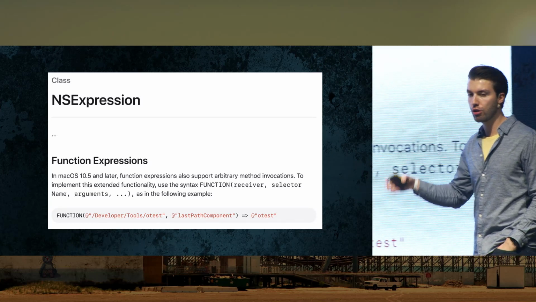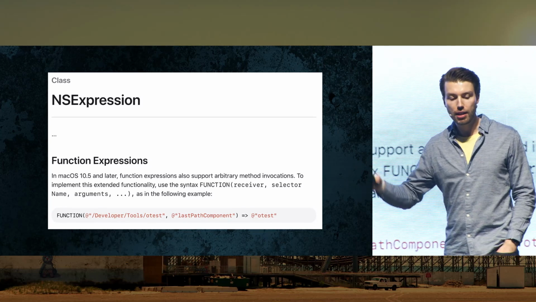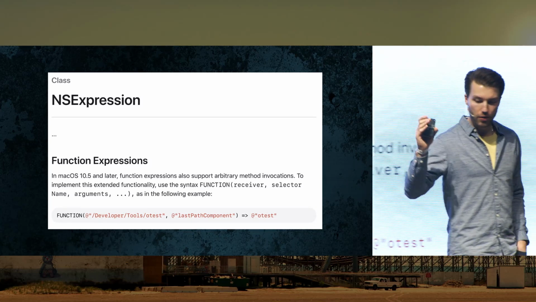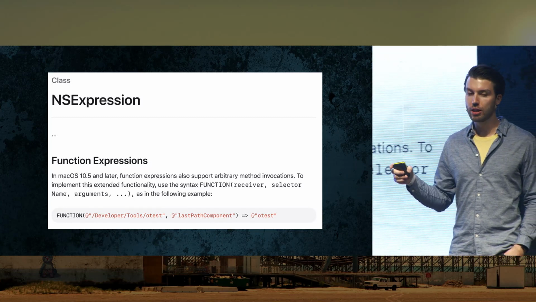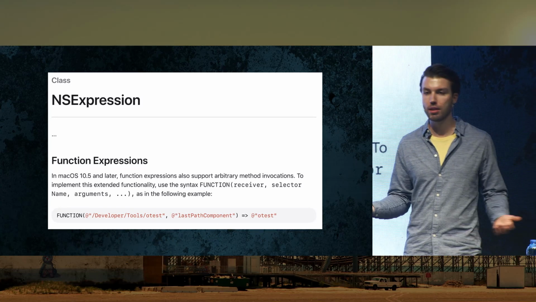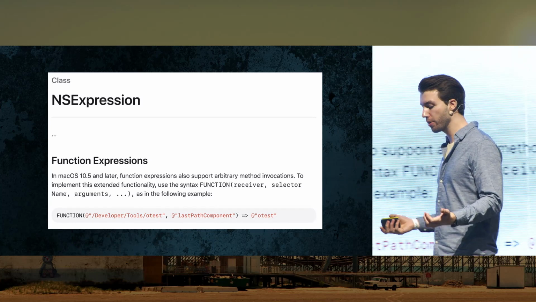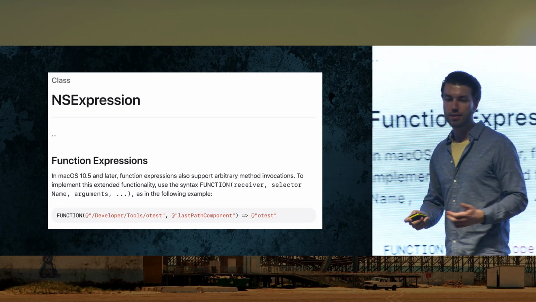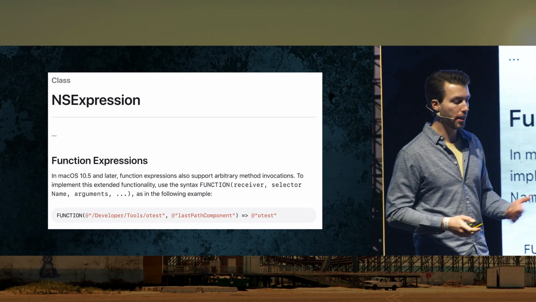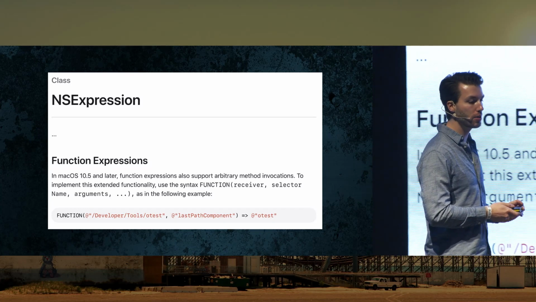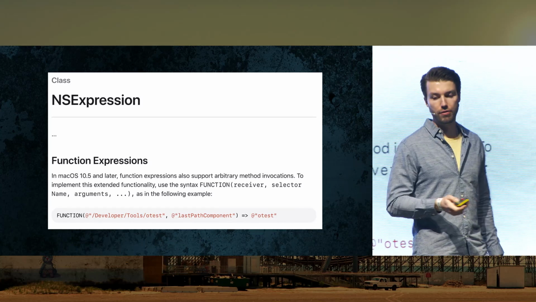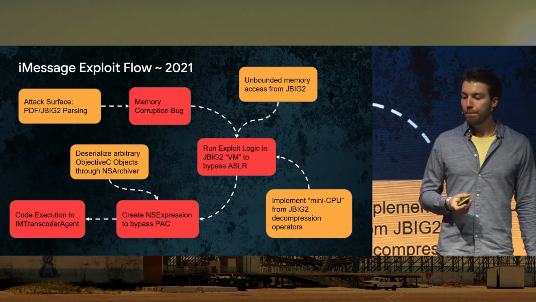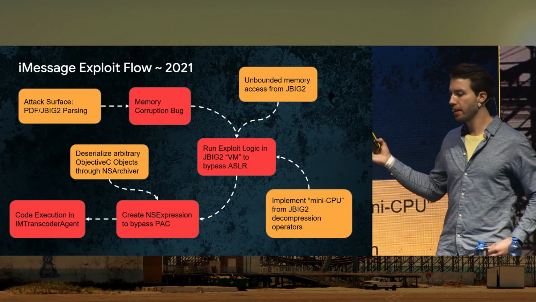If you just scroll down in the documentation, it literally says, since macOS whatever, function expressions also support arbitrary method invocations, right? I mean, that's all we've been looking for. So this is a kind of easy substitute for the NSInvocation stuff. This is again how you can call arbitrary stuff. This is how the final thing looks.